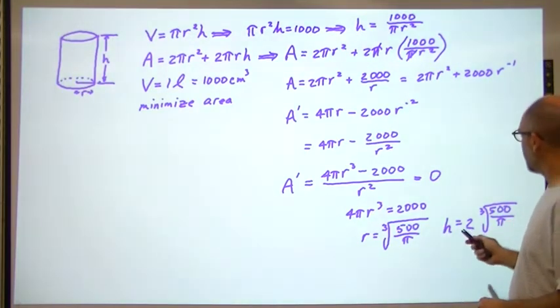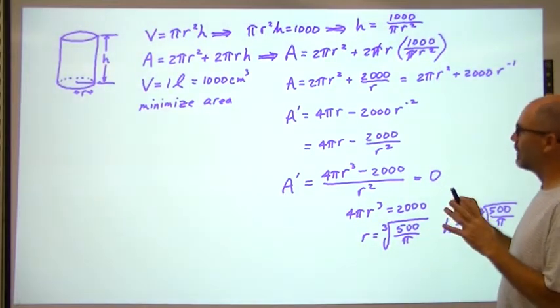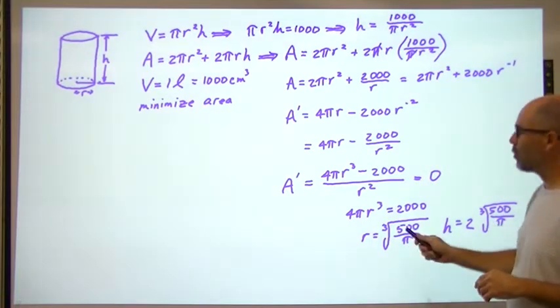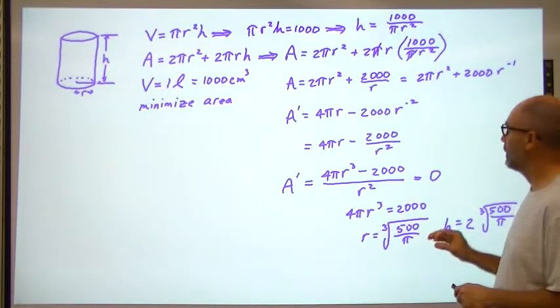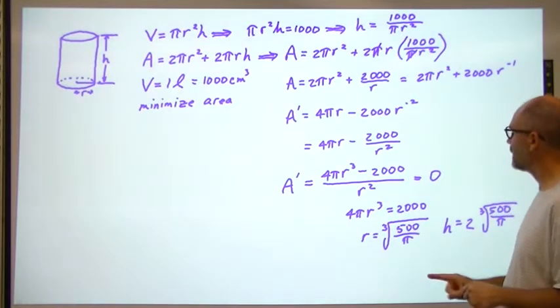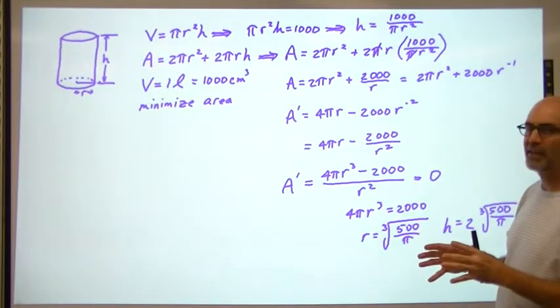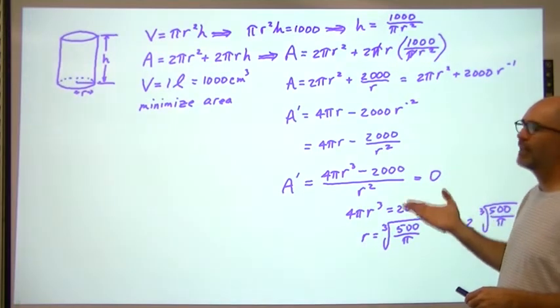Now, notice what we're saying then is the minimum area is when the height is twice the radius. That's going to be for any cylinder. When the height is exactly twice the radius, then you're going to get the minimum surface area of the walls for the volume, for any given volume.